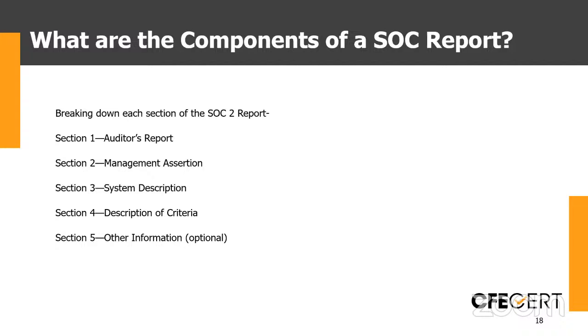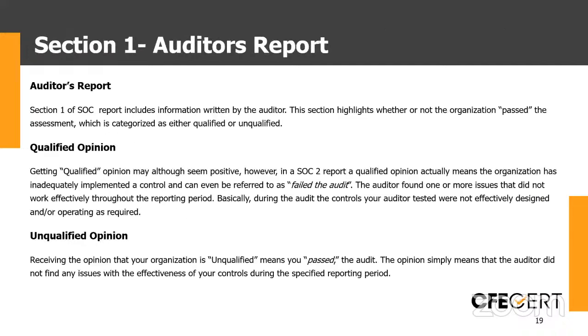Section 1 is the independent auditor's report. Section 2 is management assertion. Section 3 is system description. Section 4 is description of criteria or tests of controls and results of the tests performed. Then we have section 5, wherein we can include any other information.